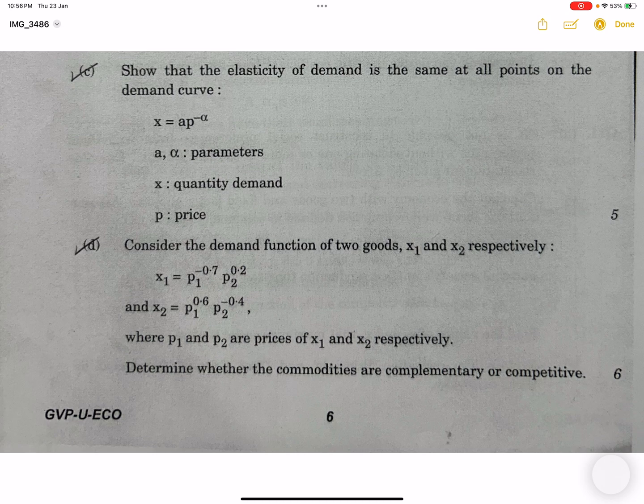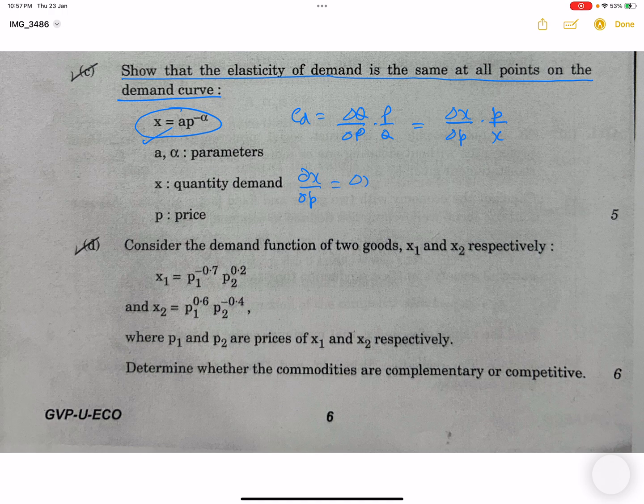Now, show that the elasticity of demand is the same at all points on the demand curve. This is the demand function given to us. We need to show that elasticity is the same throughout. So elasticity of demand is change in Q by change in P into P by Q. In this case, Q is X. So we have change in X by change in P into P by X. Now change in X by change in P is nothing but the derivative of this, so del X by del P.